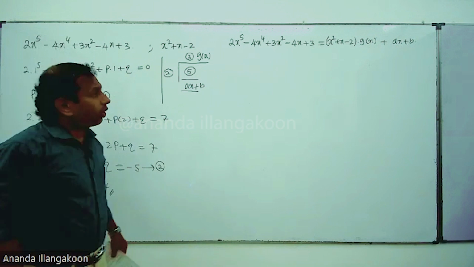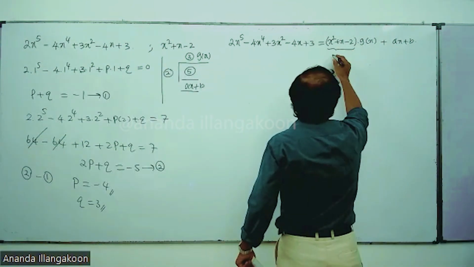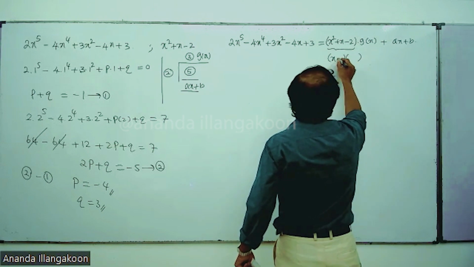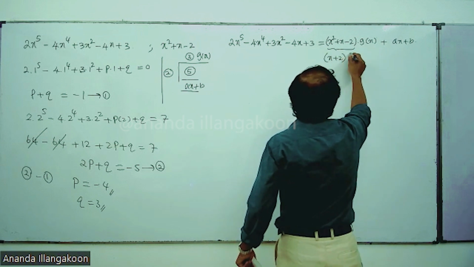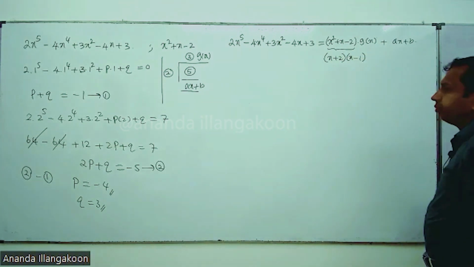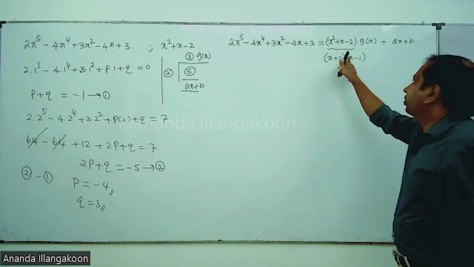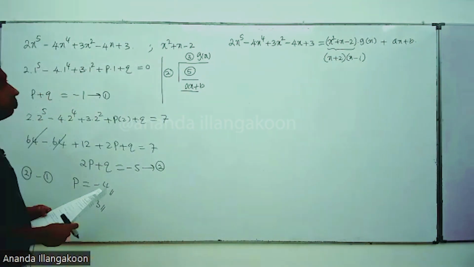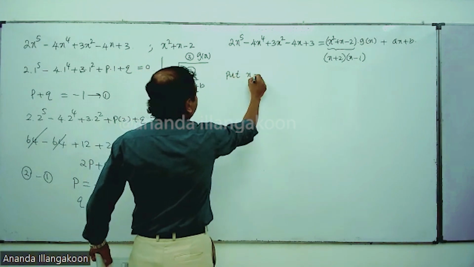Now you can see this x squared plus x minus 2 can be factorized. What are the factors? It is (x + 2)(x - 1). Correct, no? Now we can put x equals 1. Put x equals 1.